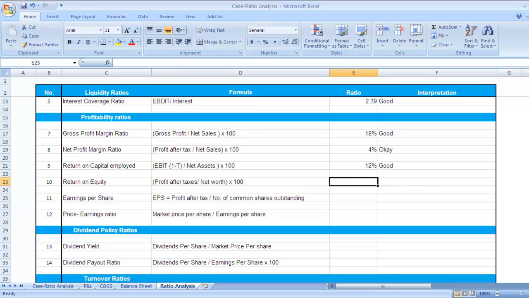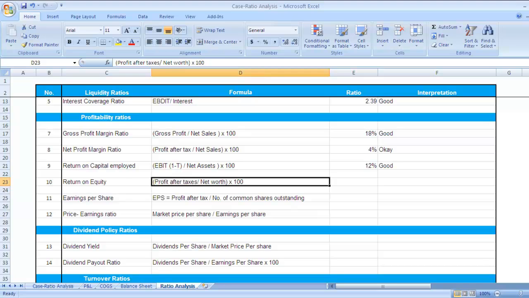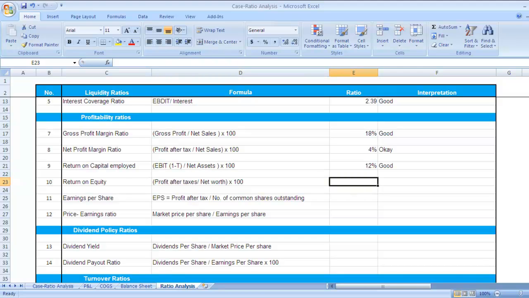So what's the difference between return on capital employed and return on equity? See, return on capital employed measures the return for debt holders and equity shareholders both, whereas return on equity measures the earnings or return for equity shareholders only. If you look at the formula, it says profit after tax divided by net worth. Earlier it was net assets, here it is net worth, into 100.